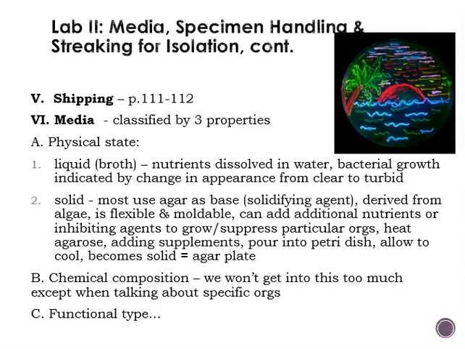So this is a solidifying agent derived from algae. It's flexible and moldable. You can add additional nutrients to the media or inhibiting agents. So the additional nutrients would help certain bacteria grow, whereas the inhibiting agents would help suppress particular organisms. So then you have to heat the agar. You can add your supplements, you pour them into the Petri dish, you allow it to cool, and then it becomes a solid. And that's what you end up with is your agar plate.